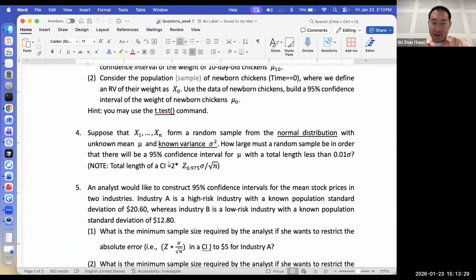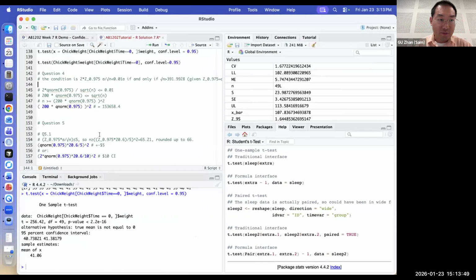Okay, it's here. That's why I said 2 times the critical value times the standard error. Okay, so that's quite straightforward. Then this one is equal to 0.01 sigma. So you cancel 2 sigma. In the end, you will be able to get the square root of n. Then you get the n. Okay, so that's question 4.